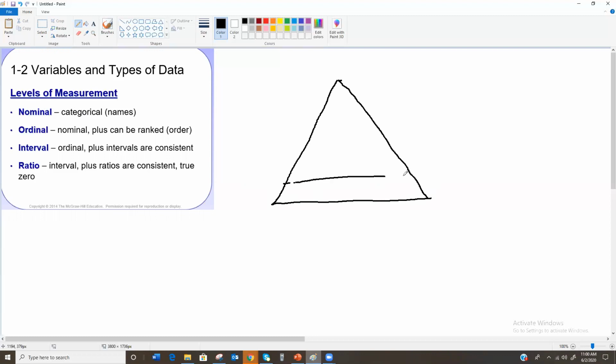So at the bottom of this pyramid is nominal data. Okay, so we have at the bottom of the pyramid nominal data. The next level of the pyramid is ordinal. The next level on the pyramid is called interval. And then at the top we have ratio. So it's kind of like climbing a mountain. It's harder for something to be ratio level than it is interval, ordinal, or nominal.